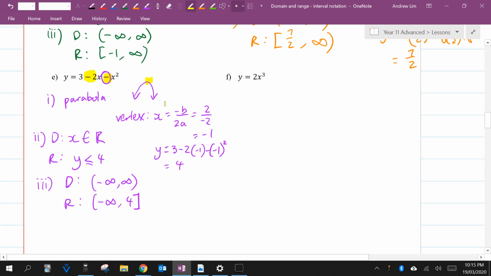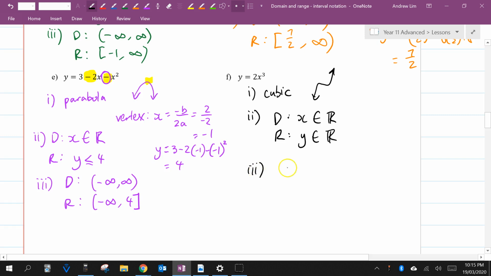Alright, question F. We know that this is a cubic. And because it's positive x cubed, it's going to be shaped like this. Therefore, the domain is x is an element of all real numbers. Range y is an element of all real numbers. And therefore, this is from negative infinity to infinity, as is the range.